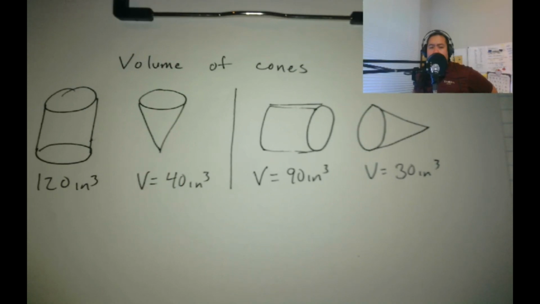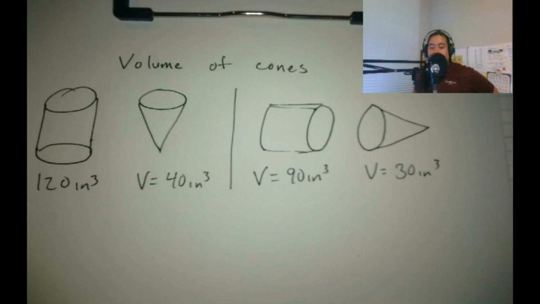So when we look at these two examples, the one thing that we notice is that a cone has 1/3 the volume of a cylinder with the same height and the same radius. Since the cylinder was 120 inches cubed, 1/3 of that would be 40 inches cubed, which is the volume of the cone. In the second example, the cylinder was 90 inches cubed, so the volume of our cone was 1/3 of that, which is 30 inches cubed.